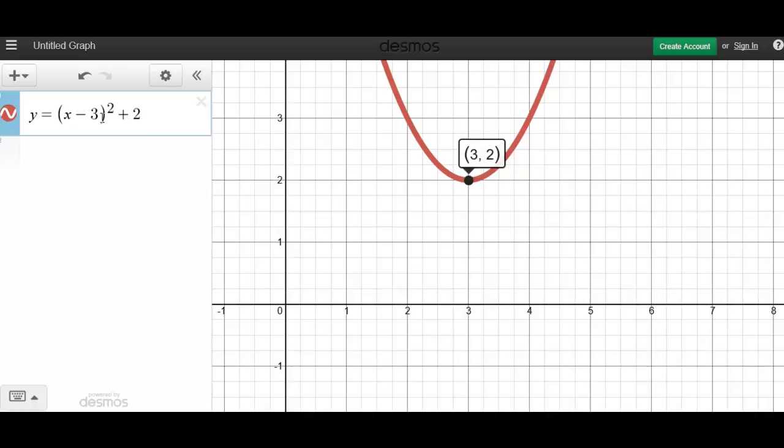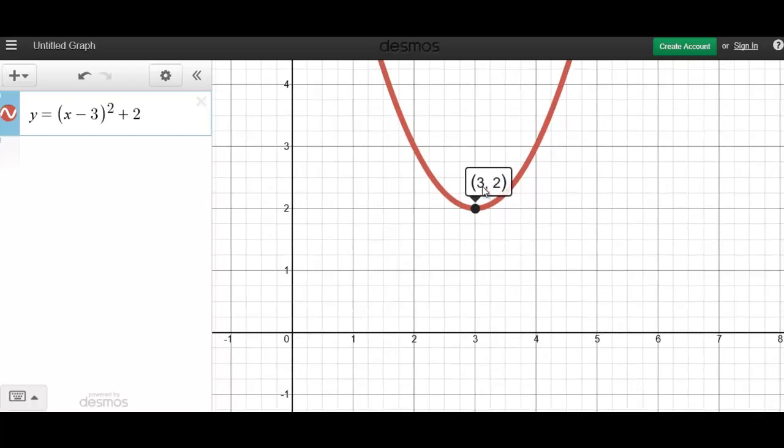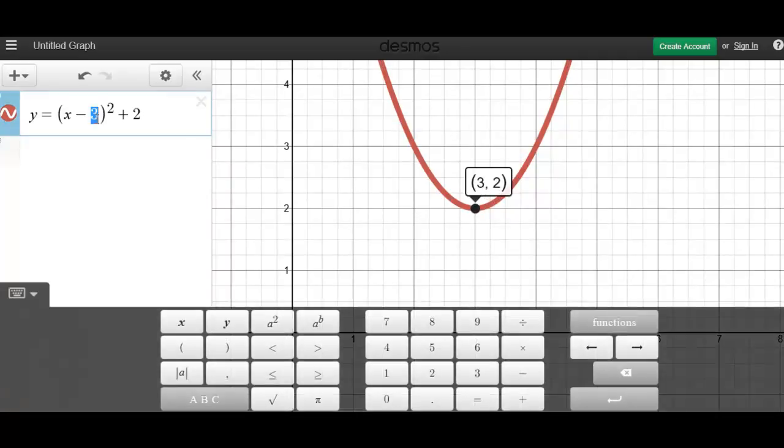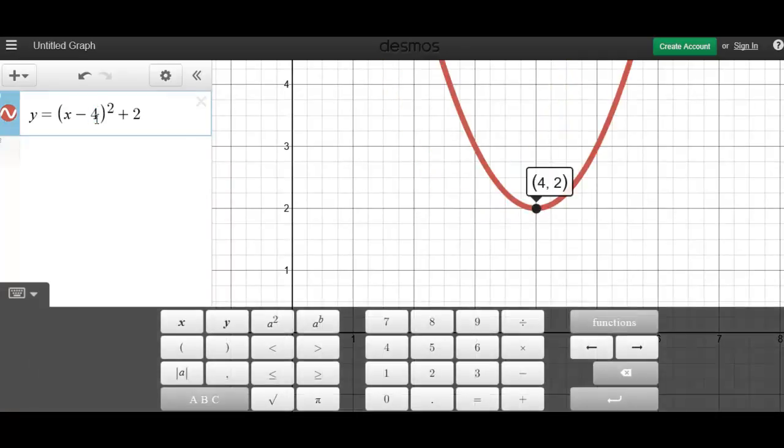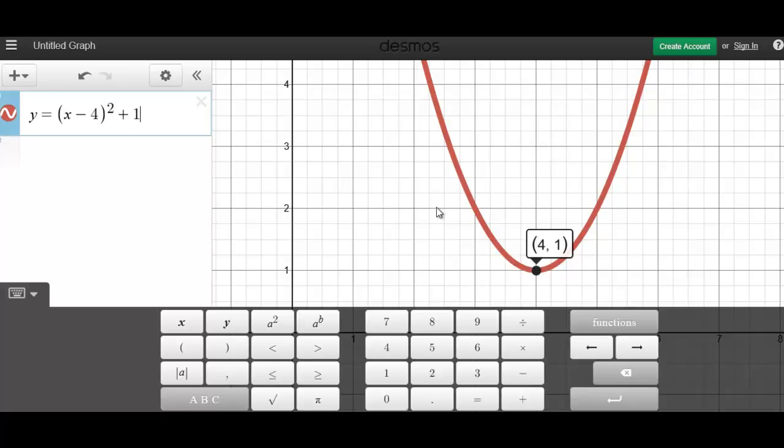So if you see a negative 3 here, you know that the x part of the vertex is 3. And see the 2 on the end? You just throw that on the y part of this coordinate pair here. So you got a 3 and a 2. Let's put another number in. Let's put in a 4 and a 1 on the end. What would the vertex be without even looking at the graph? Well, you guessed it. It would be 4, 1. The x would be 4, the y would be 1.